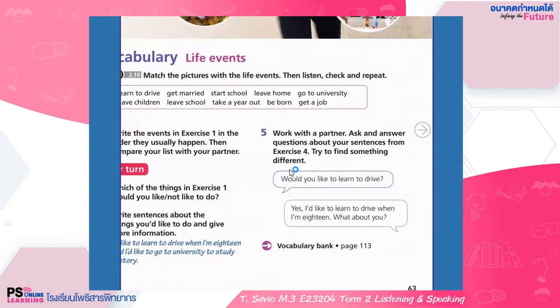Exercise 5. Work with a partner. Ask and answer questions about your sentences from exercise 4. Try to find something different. So this we can do when we are in the classroom, but you could write some questions such as, would you like to learn to drive? Yes, I'd like to learn to drive when I'm 18. What about you?